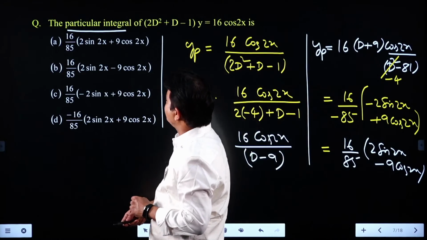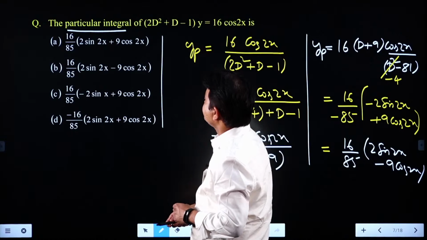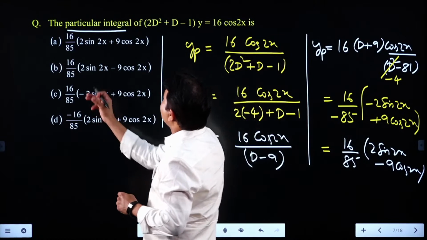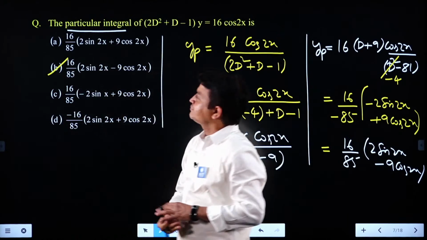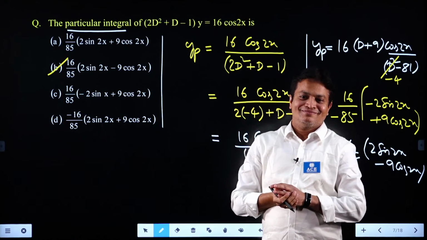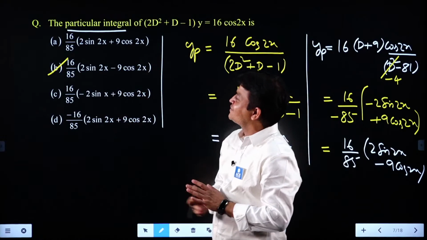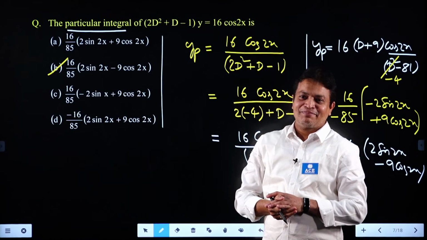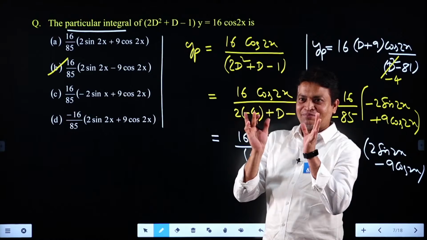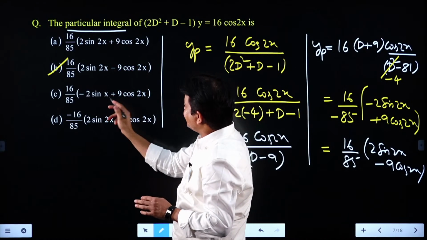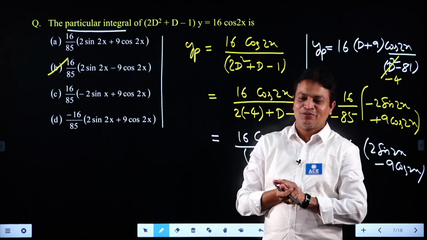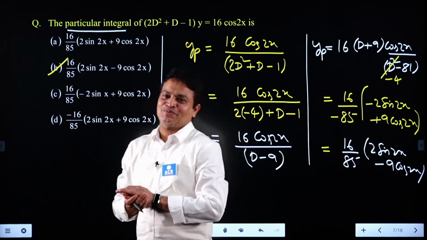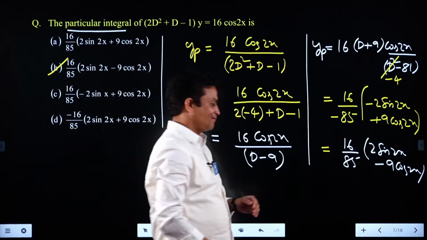So which option? 2 sin 2x minus 9 cos 2x. The remaining are all wrong. These are all very close. Please be careful. Some are only plus or minus differences. Sin 2x, here sin x. So we should be very conscious. Okay. This is also a 2 marks worthy question. Fine. Next.